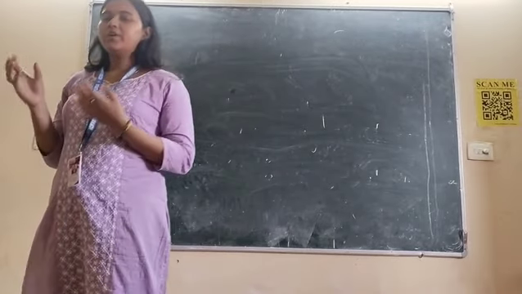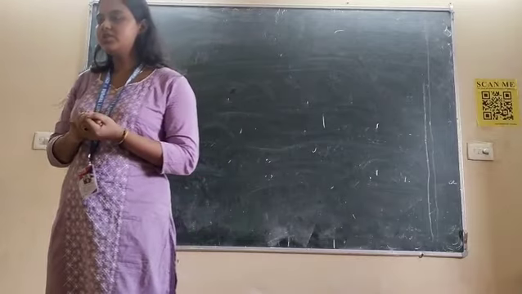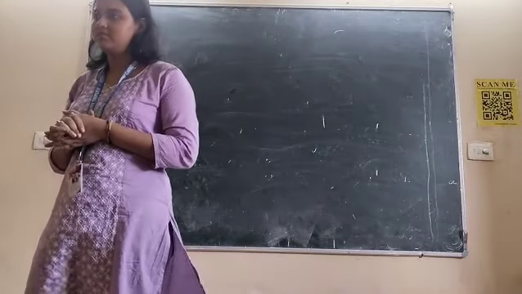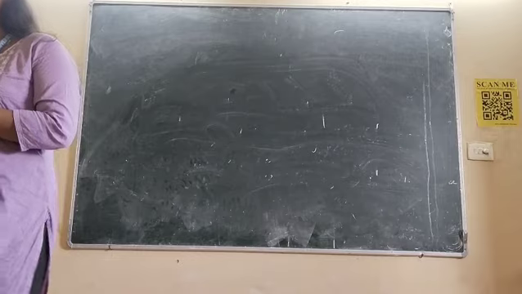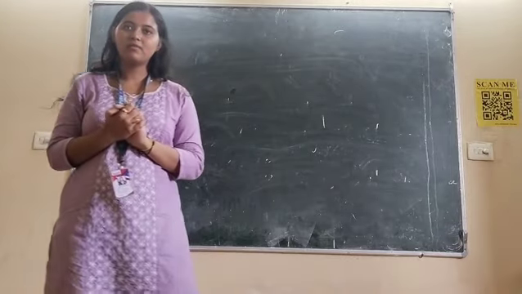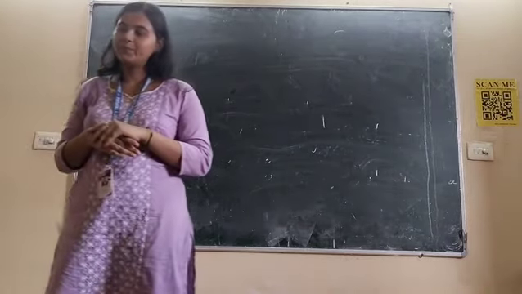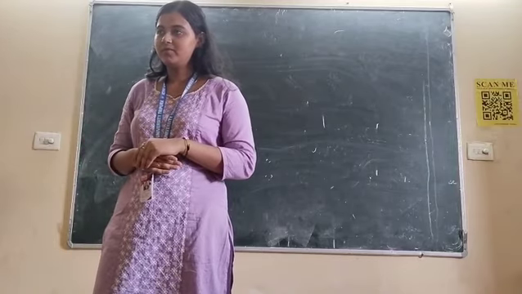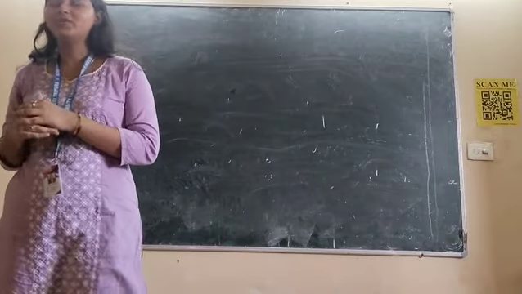Okay. Can you tell me the basic difference between straight motion and circular motion? Straight motion is when an object moves from one place to another in a straight path, and circular motion is when an object moves around a fixed point in a round path. Okay, good. Okay, students.